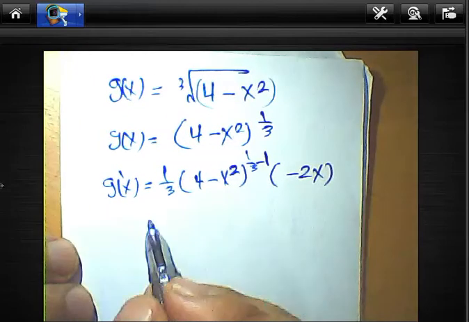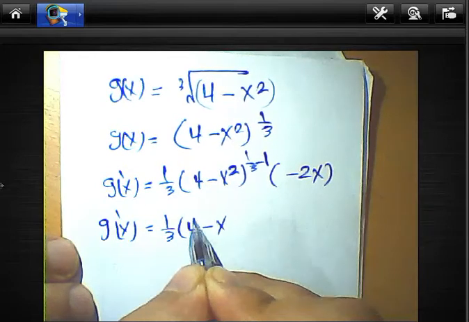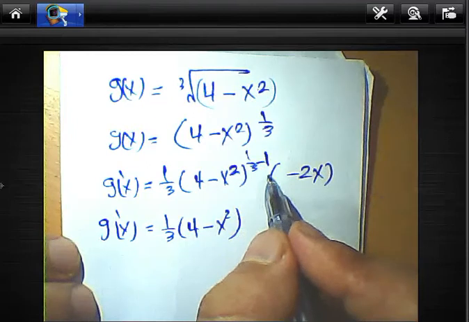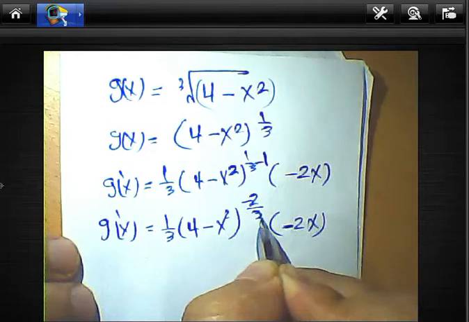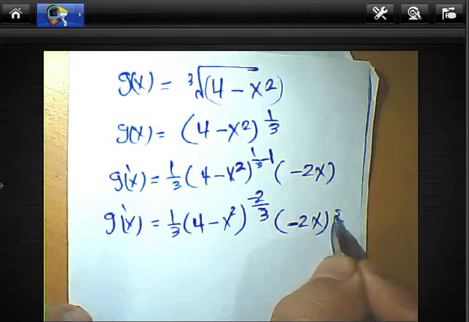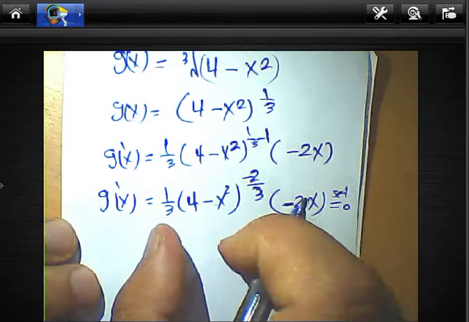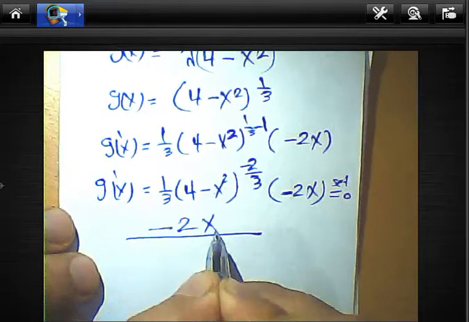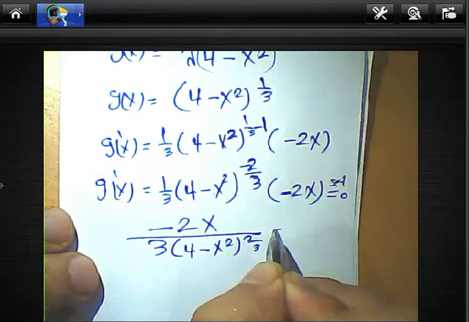Okay, and then g dash of x equals a third, 4 subtract x power 2 to the power 1 third subtract 1, which will be negative 2 over 3, multiplied by negative 2x. Okay, and then we set this function equals 0. We have this expression in the denominator here. So the result will be negative 2x in the numerator and 3 times the quantity 4 subtract x power 2, to the power 2 over 3, equals 0.